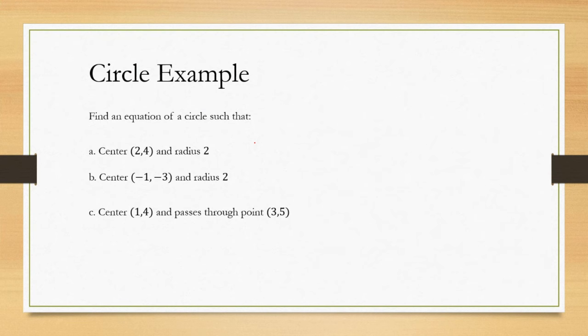I'm not going to be able to finish it, but I'll go through this. If you want to find a circle with a given center and a given radius, that's actually pretty easy. You just use the standard form. So for the first one, the center has to be 2, 4, and the radius has to be 2.